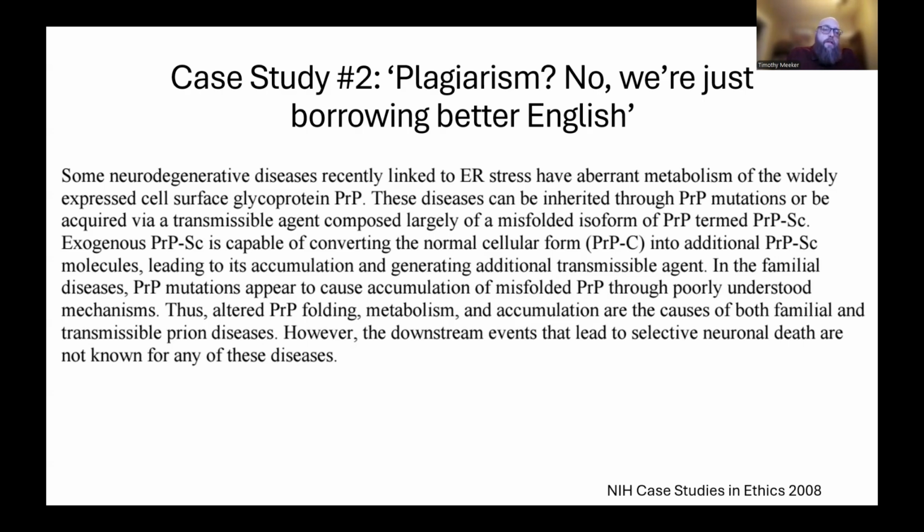In the familial diseases, PRP mutations appear to cause accumulation of misfolded PRP through poorly understood mechanisms. Thus, PRP folding, metabolism, and accumulation are the causes of both familial and transmissible prion diseases. However, the downstream events that lead to selective neuronal death are not known for any of these diseases.